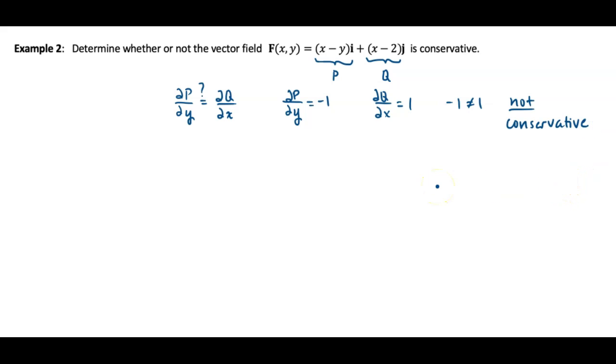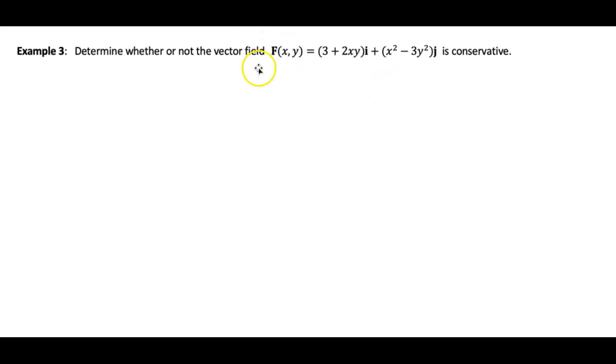Okay, let's do one more example. Let's determine whether this is conservative or not. Well, this 3 plus 2xy is our P. This x squared minus 3y squared is our Q.